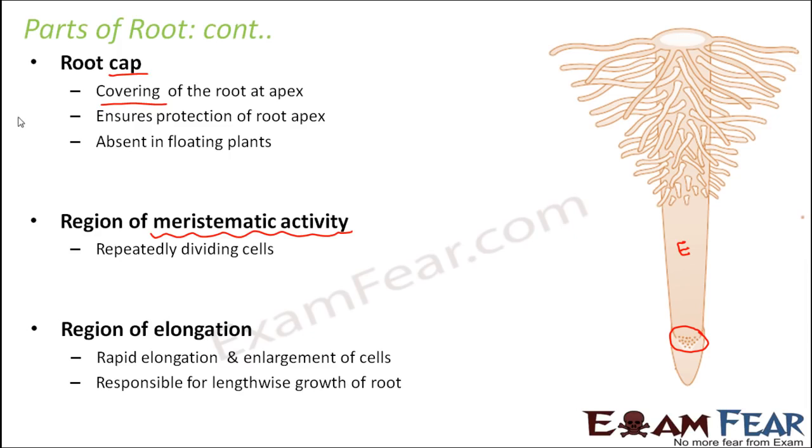So we have covered three parts. Root cap, which is just for the protection of the root tip. Meristematic region, where more and more cells will be formed by cell division. Region of elongation, where the cells which were formed in the meristematic region will elongate, which in turn will result in lengthwise growth of the root.